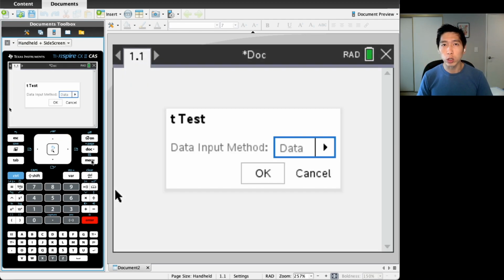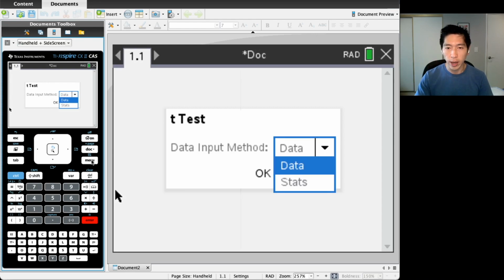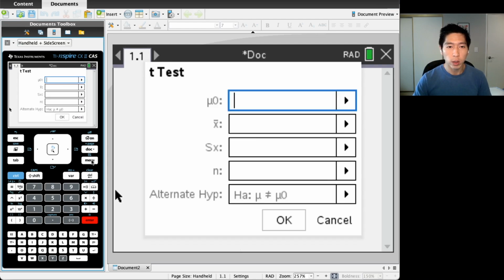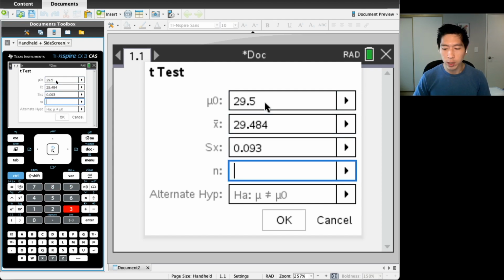You have two options. You could either choose data or stats. So in this one, we're going to choose stats because we already have the given information. Our null hypothesis goes right here where it says mu 0. So for that, we're going to put 29.5. Again, that was our null hypothesis. Then we're just going to put in our sample mean. We're going to put in our sample standard deviation, and we're going to put in our sample size.